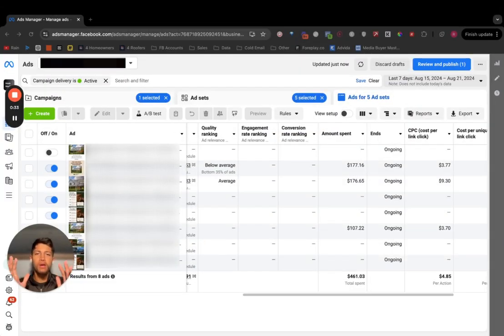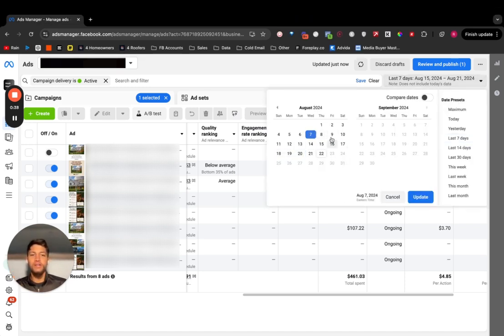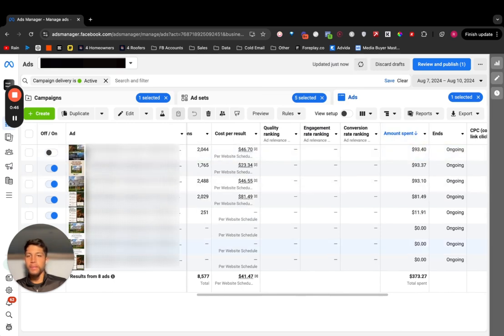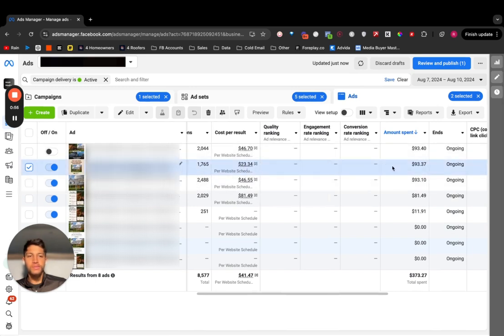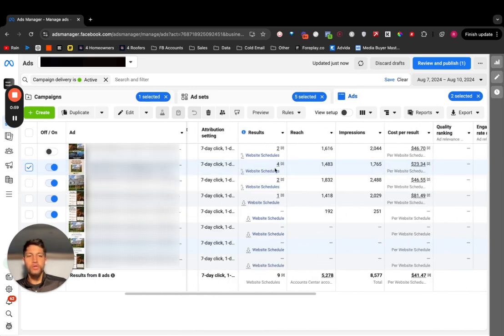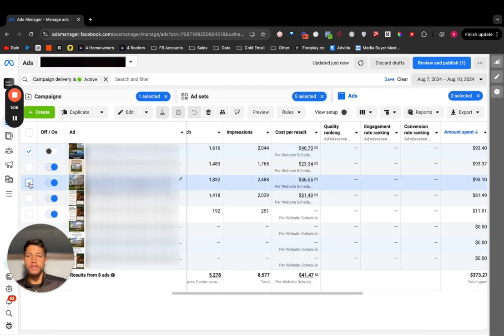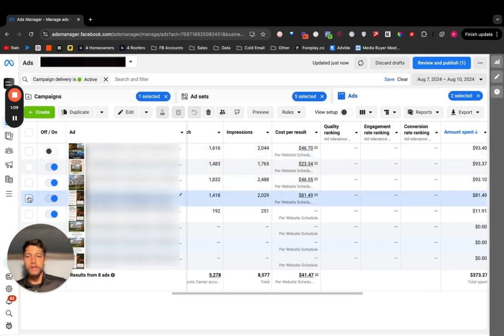So now we're in the ad account, and I'm going to take a look at some of these ads that we ran in the past. We started running these ads on August 7th, and if you see, within the first 3 days, we were seeing some results already. So if we sort this by amount spent, we had a few ads that were doing pretty well already. As you can see, this ad immediately out of the gate had the best cost per lead. It got 4 leads at $23 apiece. And then this one, $46 apiece for 2 leads, and then $46 in this one, $81.